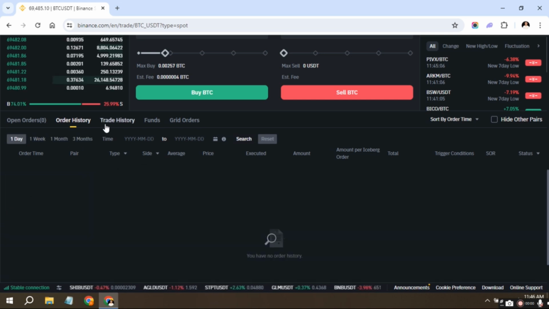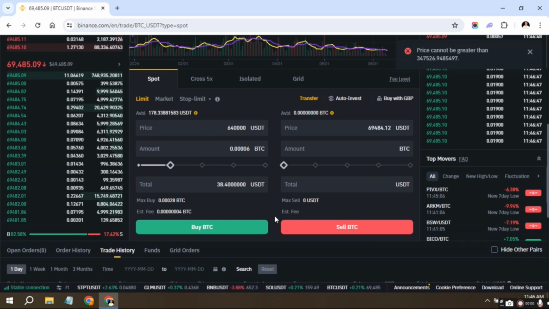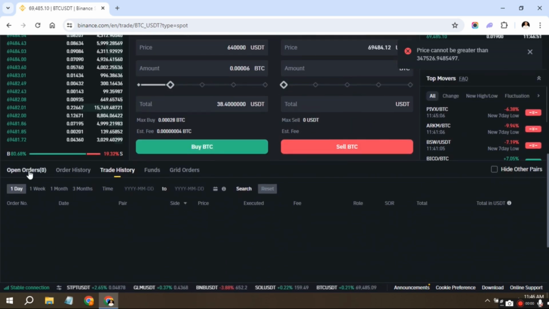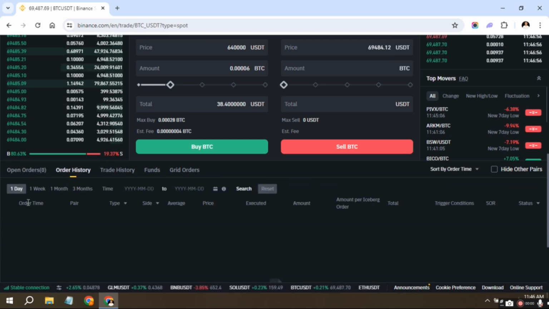After buying your crypto, wait for it to make a profit, then sell it. To sell, go to the Sell section, enter the amount you want to sell and the price you want to sell it for, and click Sell. Ensure the selling price is higher than the purchase price to make a profit. That's how you do spot trading on the Binance platform.